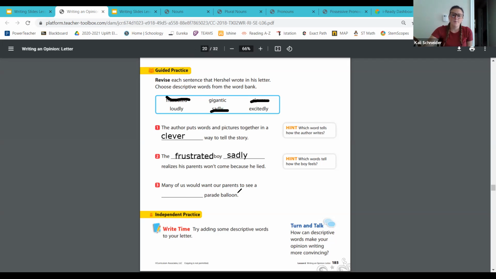Many of us would want our parents to see a blank parade balloon. Loudly, no, and excitedly, I think it would have to be gigantic. It describes the parade balloon. My tongue got twisted. Many of us would want our parents to see a gigantic parade balloon. Yes, it describes how big that balloon is in the parade. So, gigantic. Many of us would want our parents to see a gigantic parade balloon.